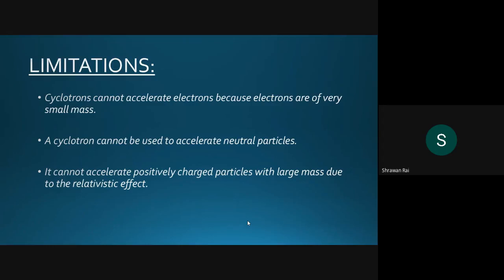Limitations. Cyclotrons cannot accelerate electrons because electrons have very small mass. It cannot even accelerate neutral particles, but it can accelerate a combination of neutrons and protons. It also cannot accelerate positively charged particles with a very large mass, due to the relativistic effect.